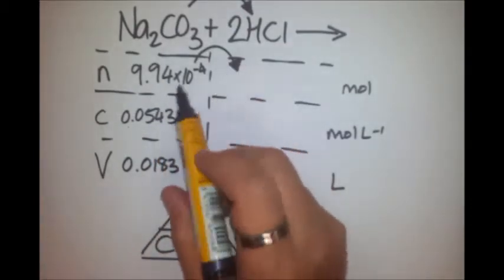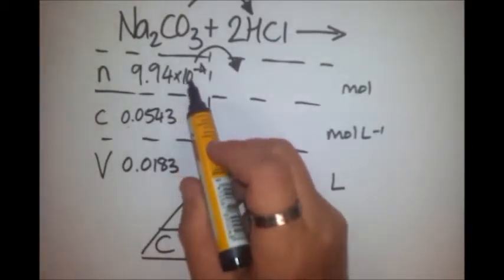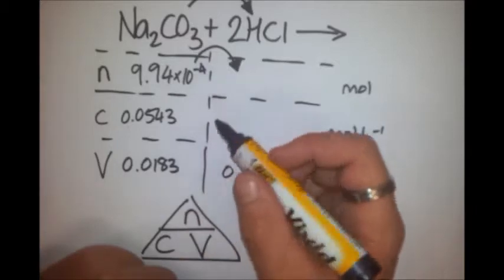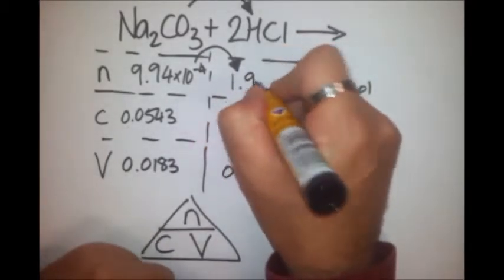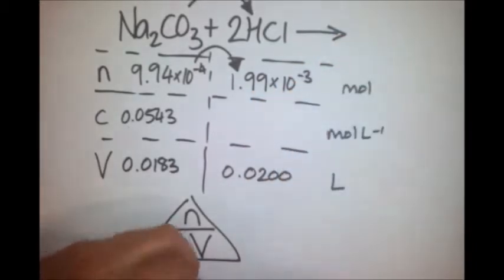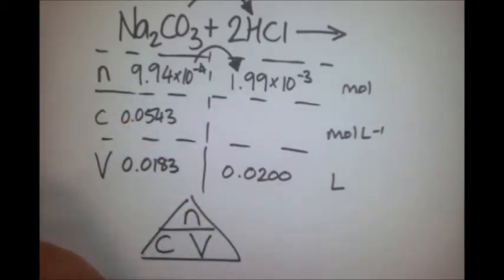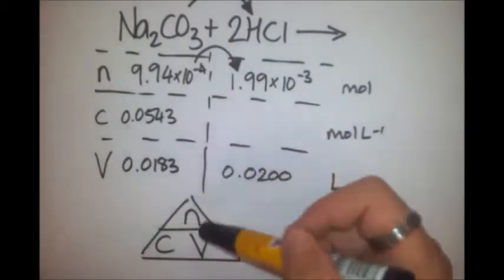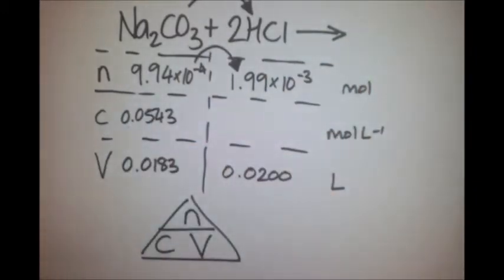So I'm now going to multiply 9.94 times 10 to the negative 4 by 2. Now with the rounding off and everything, it ends up being 1.99 times 10 to the negative 3 moles. Now here I'm just trusting my calculator. So I'm not rounding any numbers off yet, I'm just using the numbers in my calculator, but only recording them in my table to 3 significant figures.